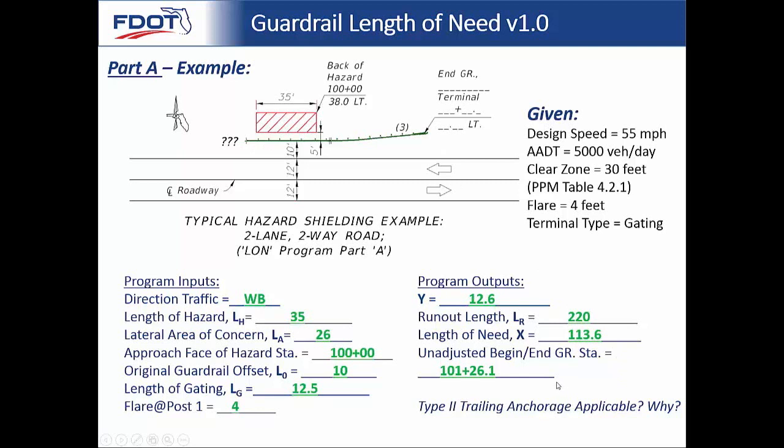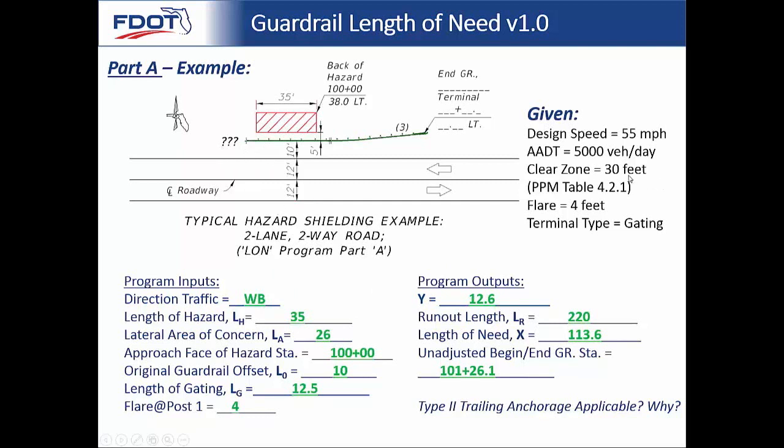And so anyway, these are unadjusted stations. And by unadjusted, we mean it doesn't round to the nearest 6'3" panel length. Okay, so that's really the end of part A. And now we have the consideration. We say, okay, we got all these question marks here. Can we just go ahead and put a type 2 trailing anchorage on there and call it a day and be done with this? And so we have to give it some thought.